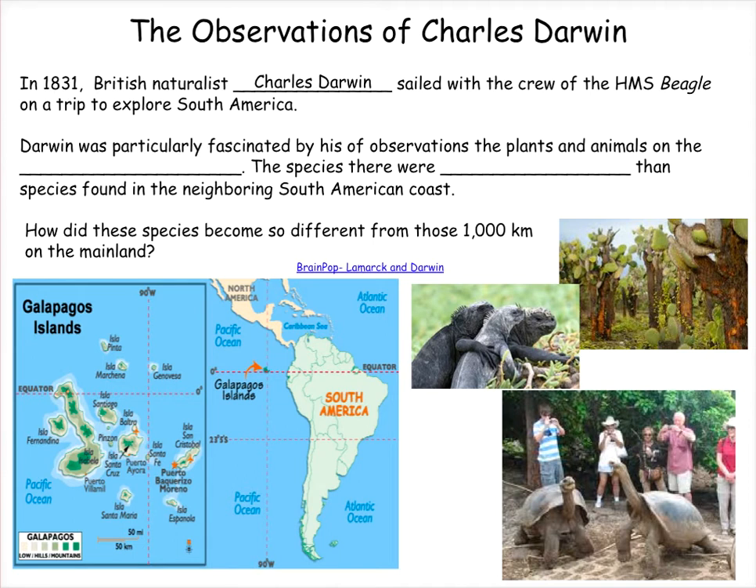In 1831, Darwin sailed with the crew of the HMS Beagle on a trip to explore South America. On this trip, Darwin was able to observe hundreds of species in differing habitats all over the world. Darwin was particularly fascinated by his observations of the plants and animals in a region called the Galapagos Islands.